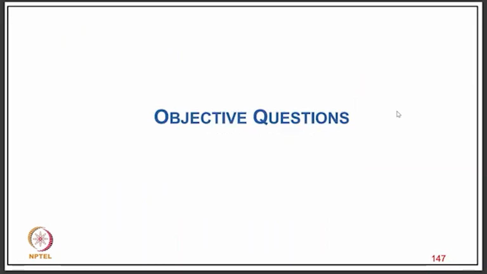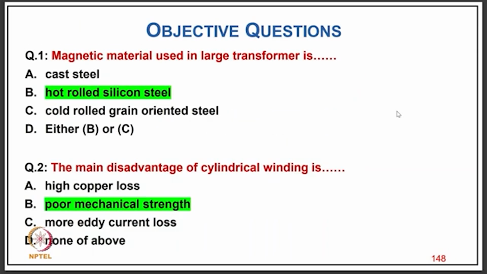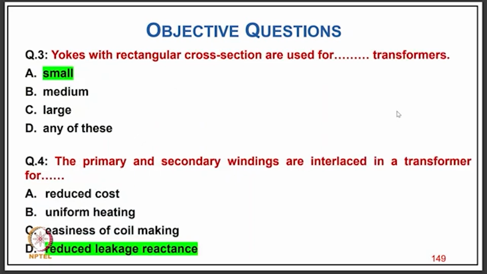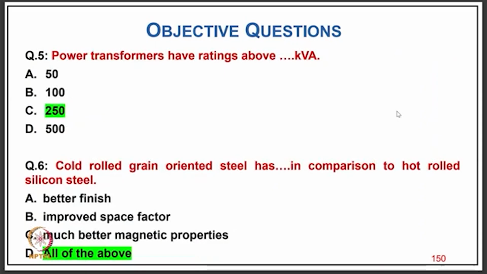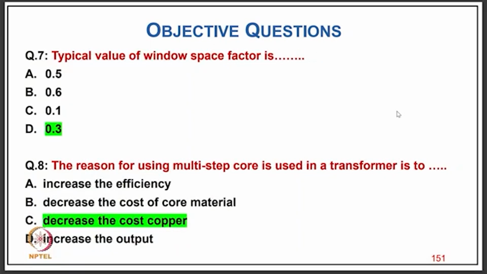Now coming to some of the objective questions. Magnetic material used in large transformer is normally, nowadays, cold rolled grain oriented steel. The main disadvantage of cylindrical winding is poor mechanical strength. The yoke with rectangular cross section area is used in a small transformer. The primary and secondary windings are interlaced in a transformer to reduce the leakage reactance, and core type transformers have a kVA rating typically more than 200 kVA. And cold rolled grain oriented steel has, compared to hot rolled steel, all the above: better finish, improved space factor, and much better magnetic property.